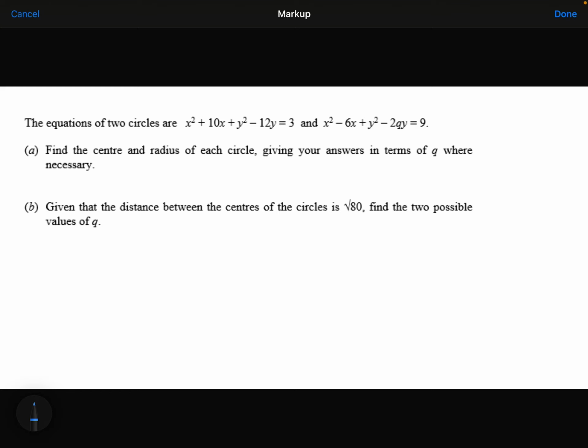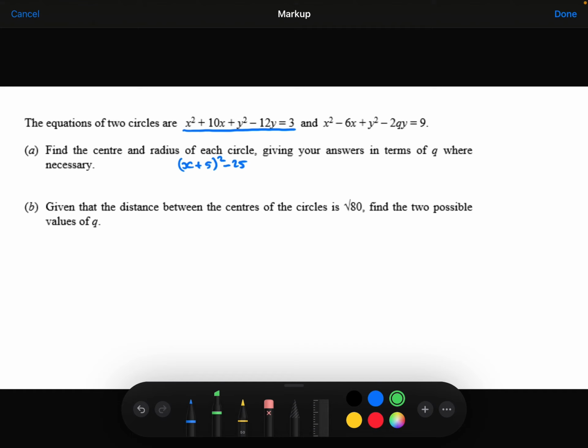So let's focus on this first circle. Let's do some completing the square. Focusing just on the x parts first, we're going to get x plus 5, so that's me halving the 10, all squared, minus the 25. So this is the same thing as this.